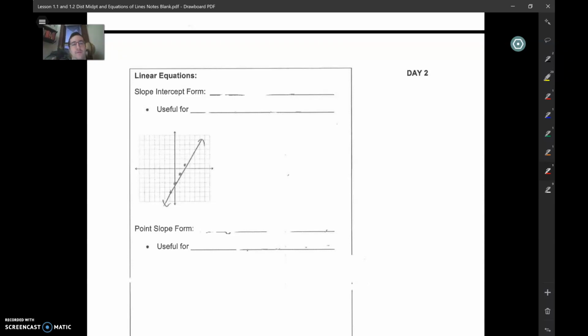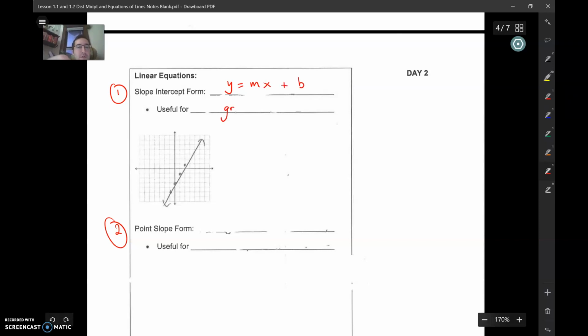Slope-intercept form. So we're going to look at 2 forms. Form number 1, slope-intercept. Form number 2, point-slope. And I want you to realize what these are. Both of them represent equations of a line. It's how we can model a line, a linear equation. Slope-intercept form is y = mx + b, and it's most useful for graphing.